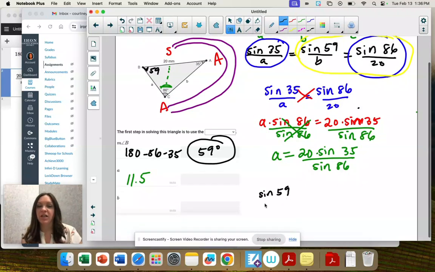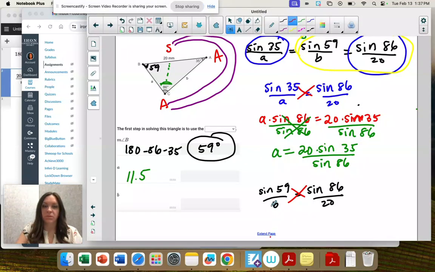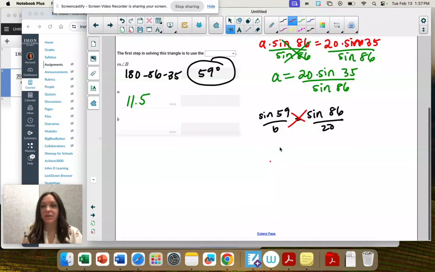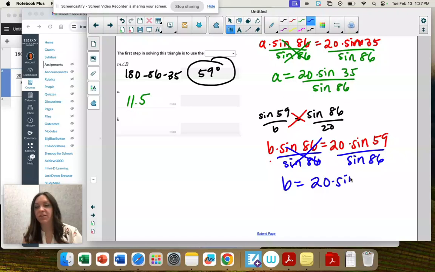So I have sine of 59 over B equals sine of 86 over 20. And we're going to cross multiply. Just going to get some more room. B times sine of 86 equals 20 times sine of 59. And divide both sides by sine of 86. So B equals 20 times sine of 59 over sine of 86.